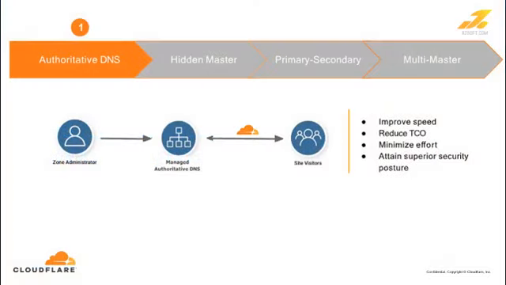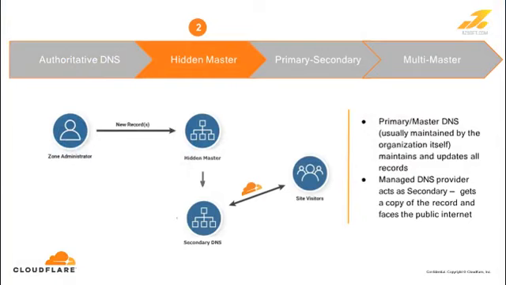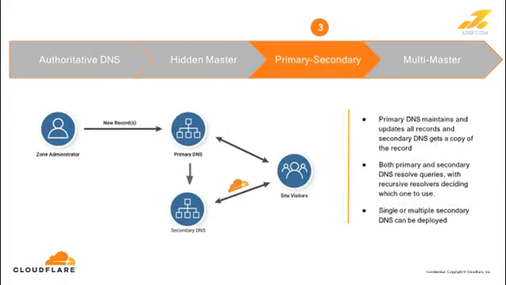Authoritative DNS improves speed, reduces TCO, minimizes effort, and attains a superior security posture. Hidden master: the primary master DNS, usually maintained by the organization itself, maintains and updates all records. A managed DNS provider acts as secondary, gets a copy of the records, and faces the public internet. Primary-secondary: the primary DNS maintains and updates all records and the secondary DNS gets a copy of the records. Both primary and secondary DNS resolve queries, with recursive resolvers deciding which one to use. Single or multiple secondary DNS can be deployed.